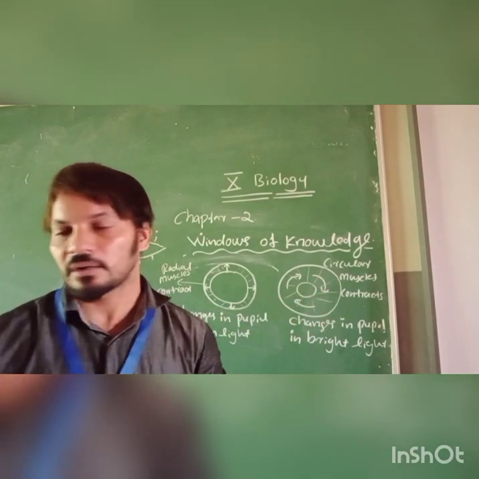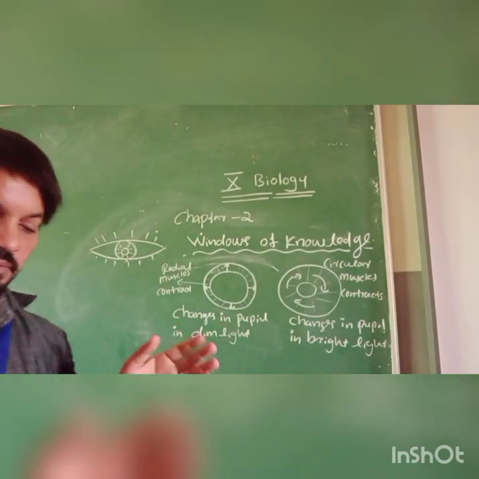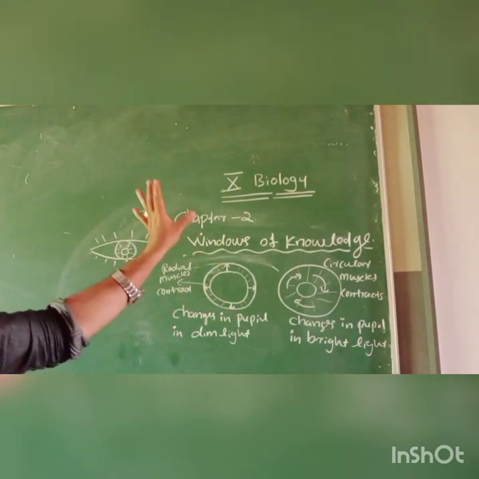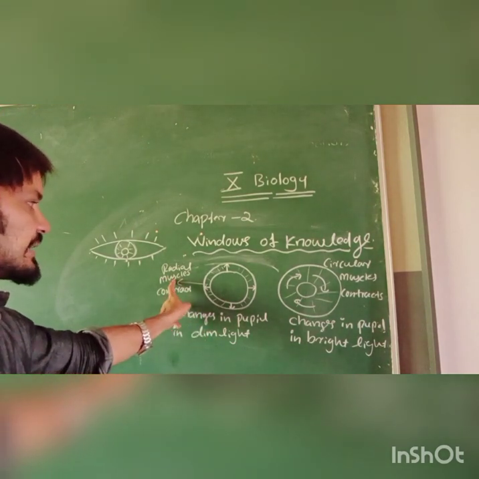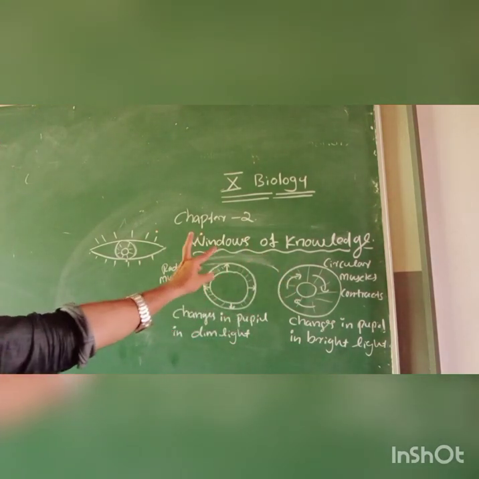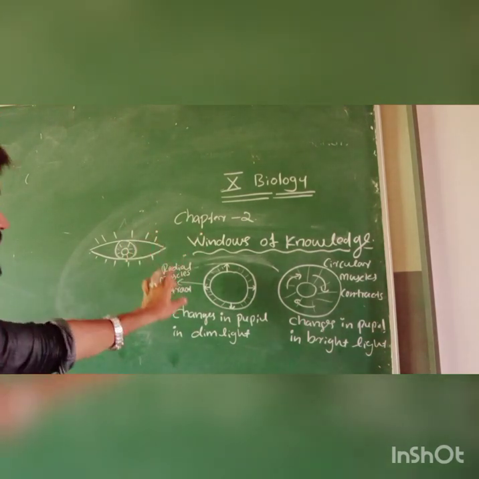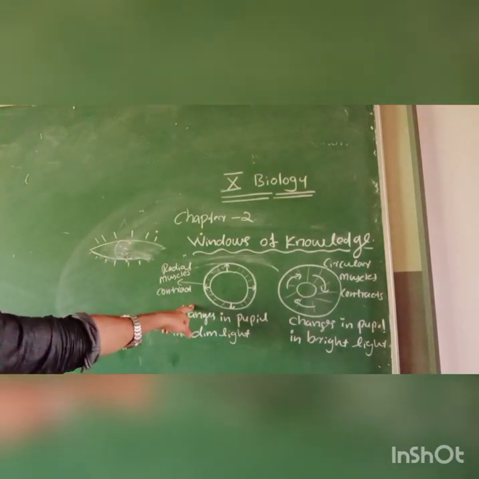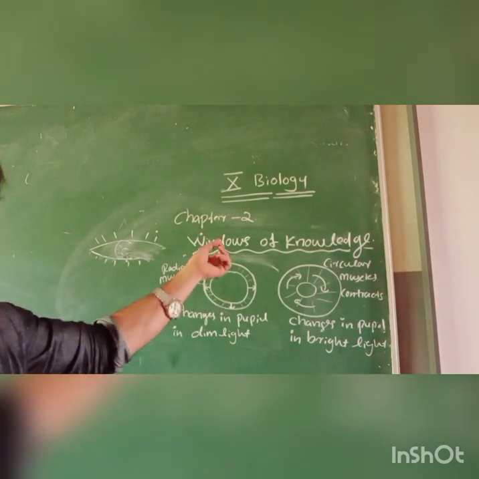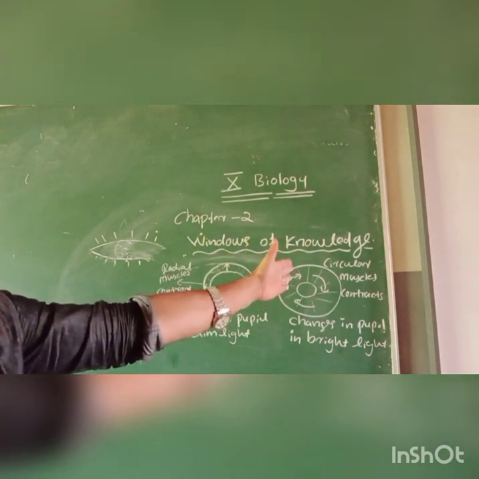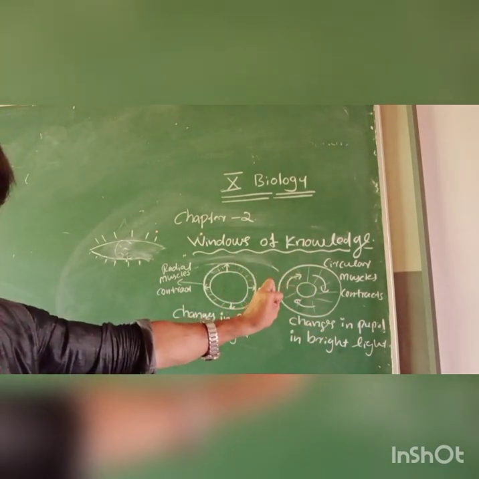Understood now? Okay, take page number 24. You can see one paragraph there, in the yellow color box. The size of the pupil is regulated by the action of the circular muscle and radial muscle. Both the radial muscle and circular muscle help in regulating. When the radial muscle contracts in dim light, the size of the pupil increases. Similarly, when the circular muscle contracts in bright light, the pupil size decreases. Understood now?